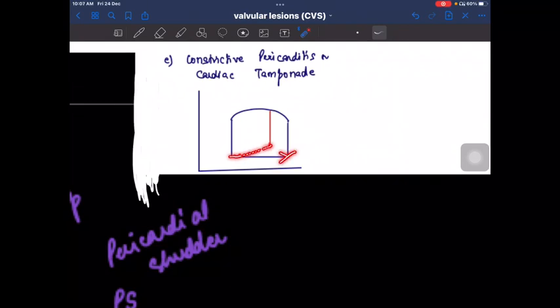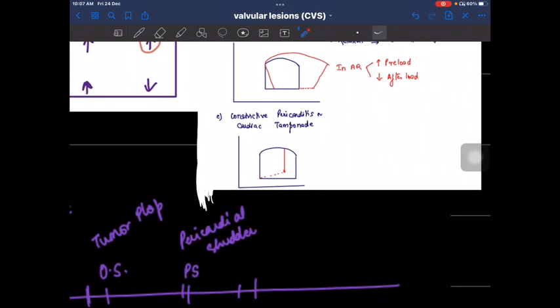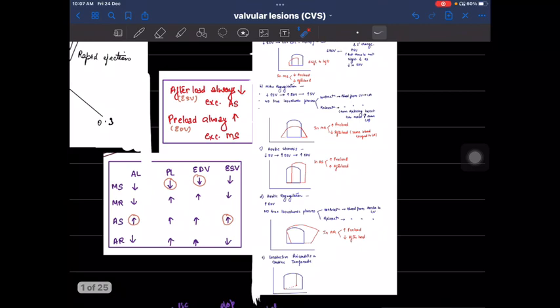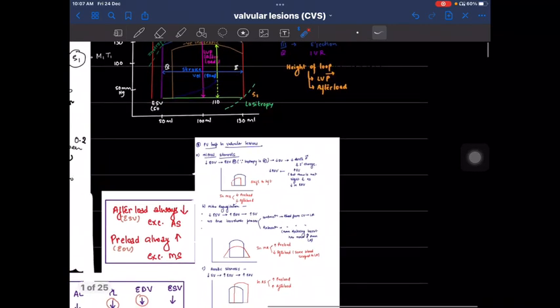And this is where the lusitropy I talked about earlier comes in. Okay. So now the important takeaway from this is that you will not be drawing graphs in the exam, right? They'll ask you about various lesions, what happens to the end systolic volume, what happens to the afterload, and at that time, drawing graphs is not going to work because you have a very small amount of time per question. So I'll give you a trick to do this.